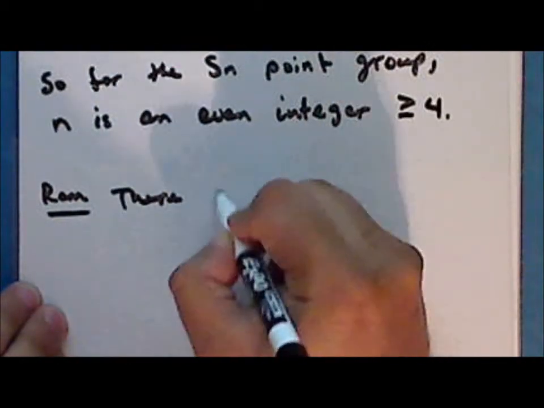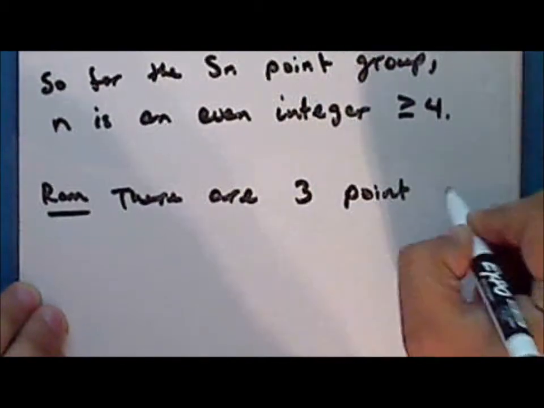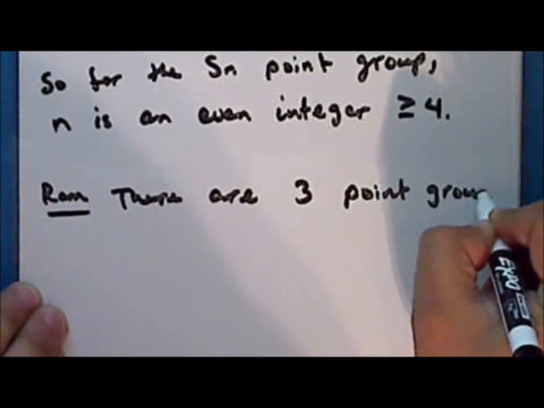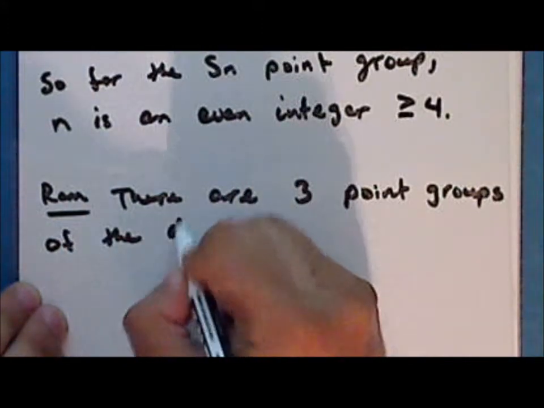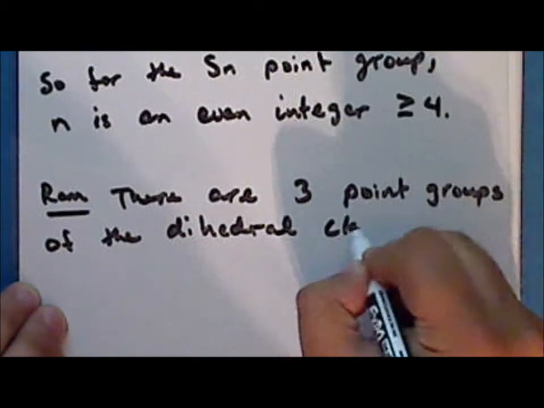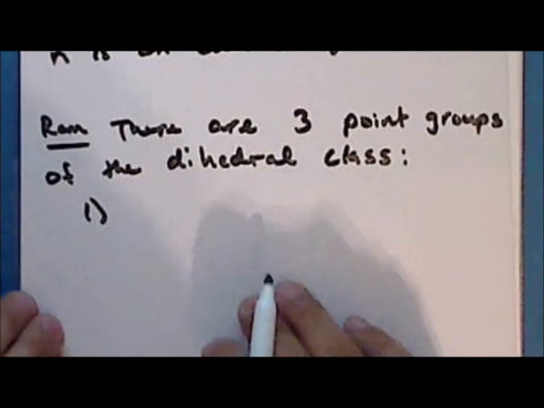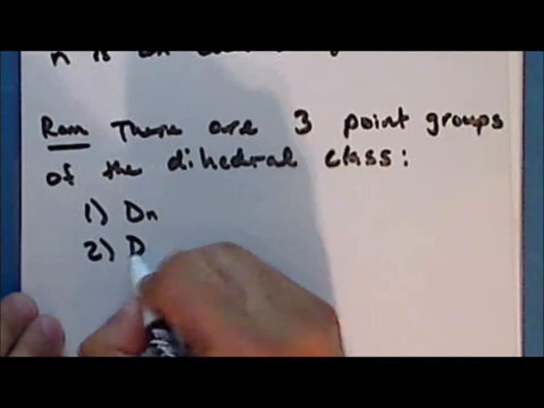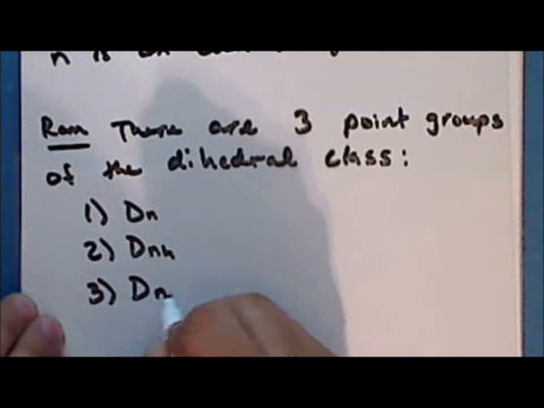Now there are 3 point groups of the dihedral class. And these are denoted D_n, D_nh, and D_nd.